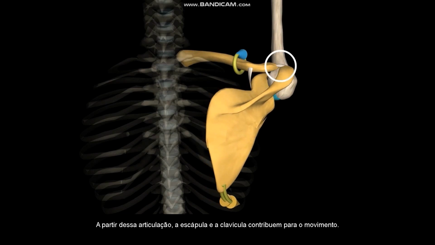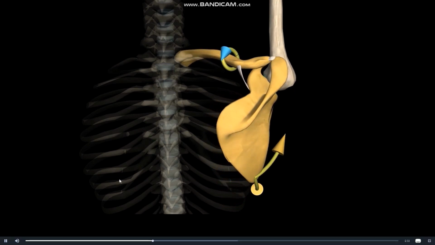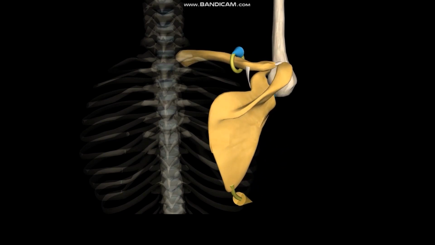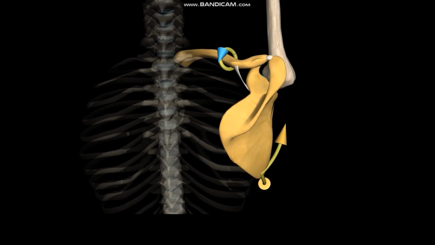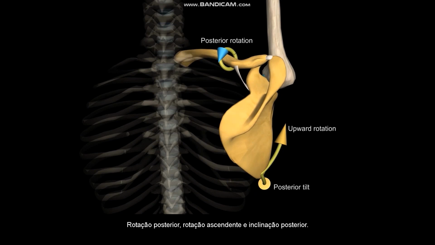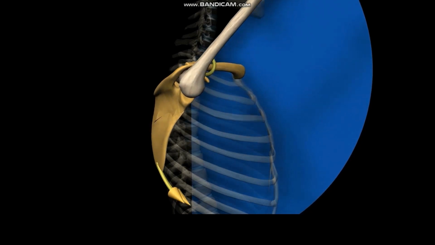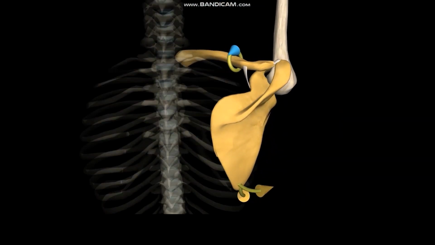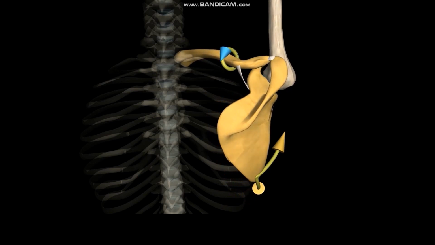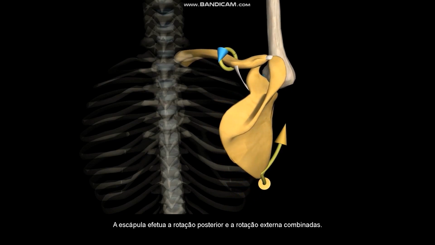From this point, the scapula and the clavicle contribute to the movement. Posterior rotation, upward rotation, and posterior tilt. The scapula performs combined posterior rotation and exterior rotation. The clavicle retracts slightly, with retraction and posterior rotation.